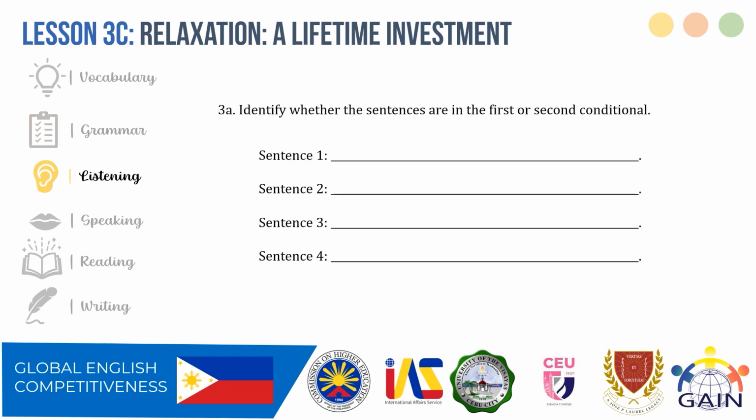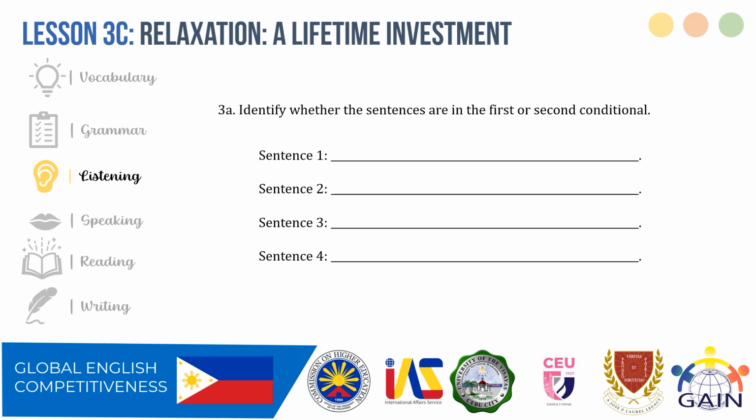Now moving on to our next sub-lesson, listening. Listen as I read the following sentences and identify whether they are in the first or second conditional. Sentence 1. If I received a promotion, I would have treated myself to a luxurious vacation. Again, if I received a promotion, I would have treated myself to a luxurious vacation.